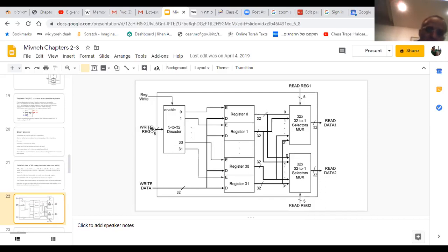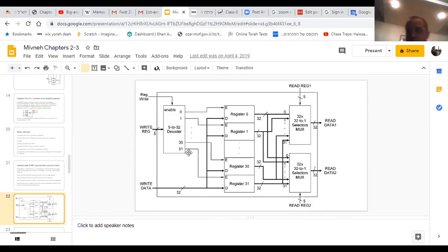This is the write register. These are the 5 bits that tell me which register I want to write to, and this is the write data, the data I want to write. And this is register write. Remember I told you there's an enable line. If this register write is set to 0, then I won't be writing. Then this will be turned off. If I set it to 1, then I'll write something. So in other words, if I set this to 0, then all of these will be off.